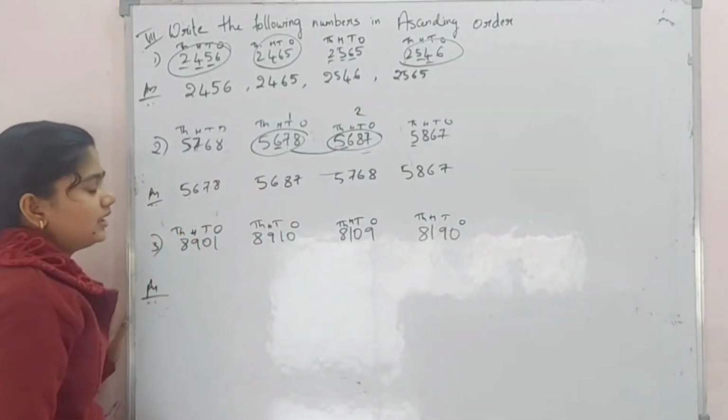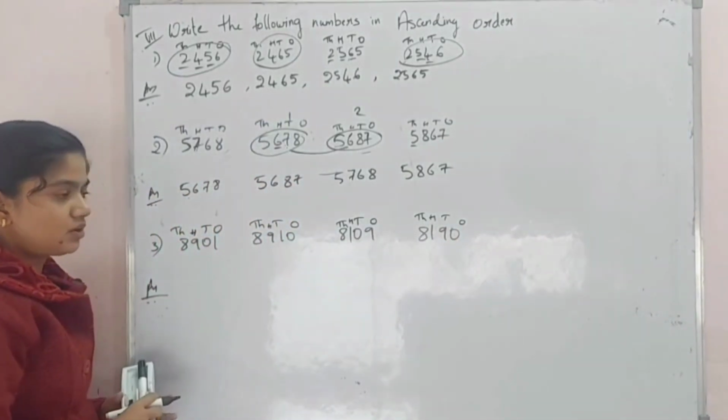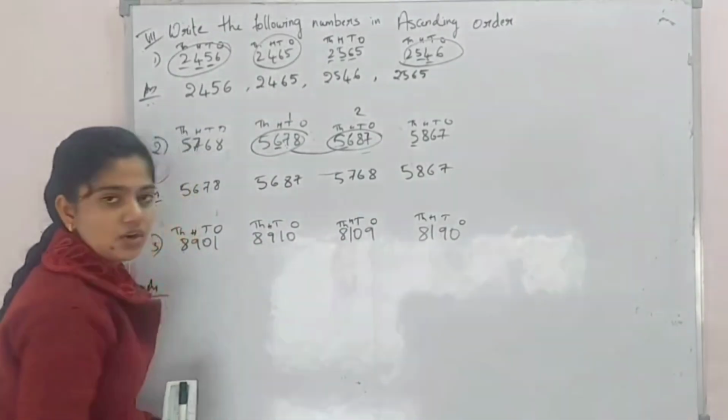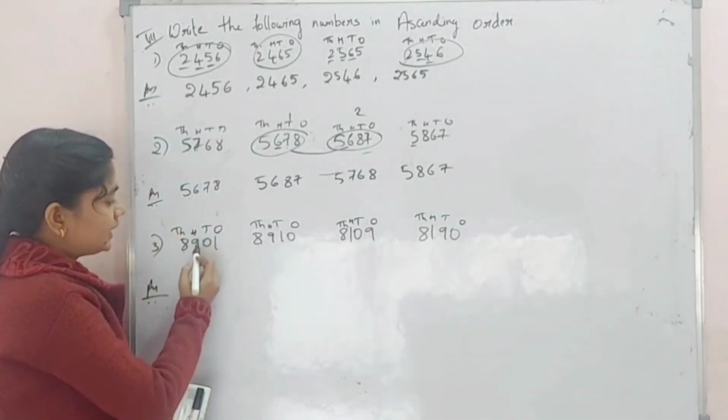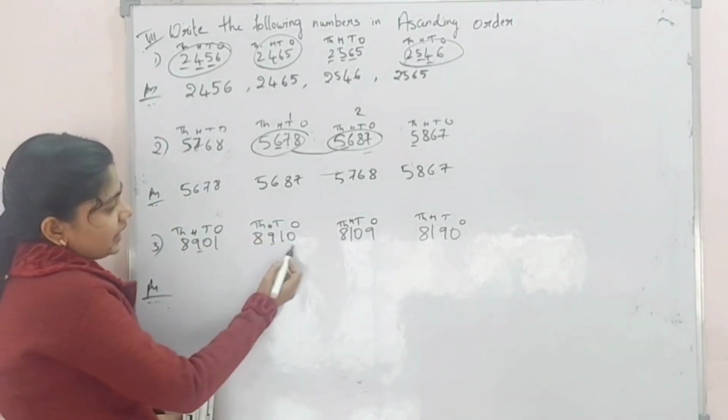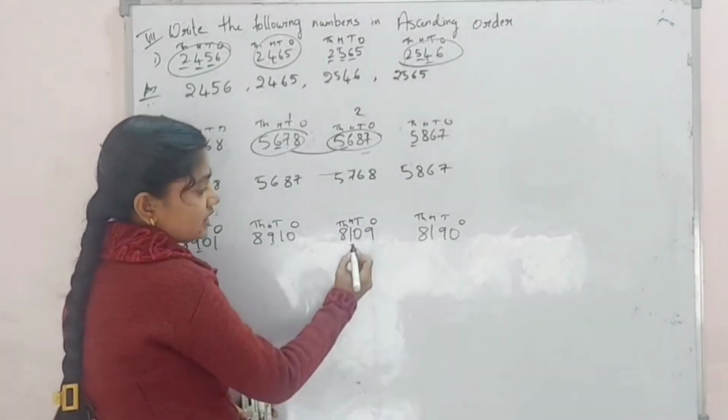Okay, now here we have to check with the 1000 place first. See, we have 8, 8, 8, 8. We cannot conclude. So next I'm going with the 100 place, which is the smallest number. Let me check it. Here I have 9. Here I have 9. Here I have 1. Okay, this will be the smallest.